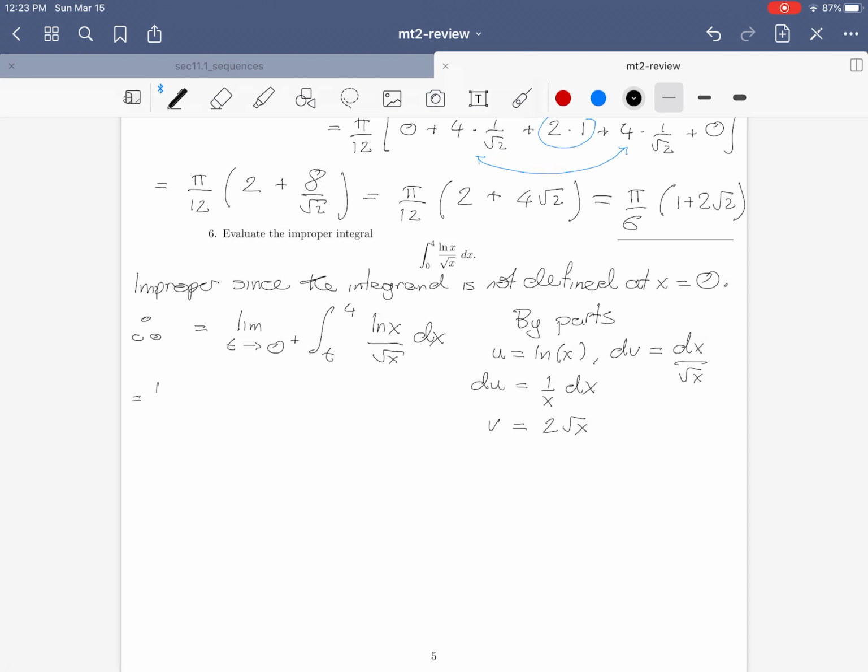So what we have here now is the limit as t tends to 0 of uv, so this is 2 ln x square root x, evaluated at t and 4, minus the integral from t to 4 of v, which is 2 square root x, du. So that's 1 over x dx.